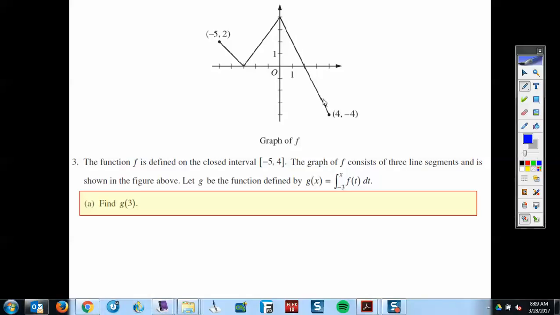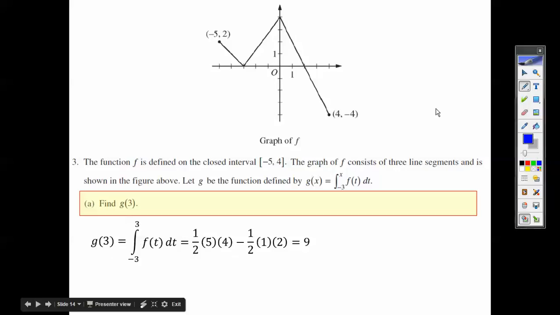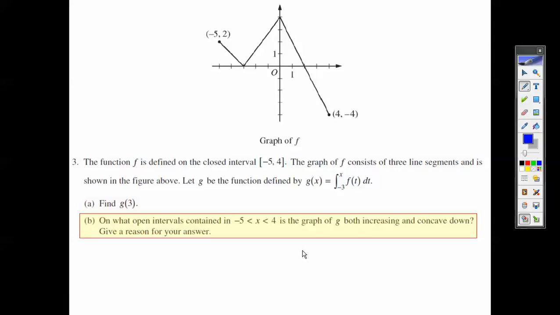Let's see how good this is. So -3 to 3, so the first triangle is 1/2 times 5, 5? Oh, they did this whole big triangle. 1, 2, 3, 4, 5. 1, 2, 3, 4. So yeah, do this big triangle, that makes sense. And then this would be negative, and this would be 1 times 2 times 1/2. Got 9. Okay?